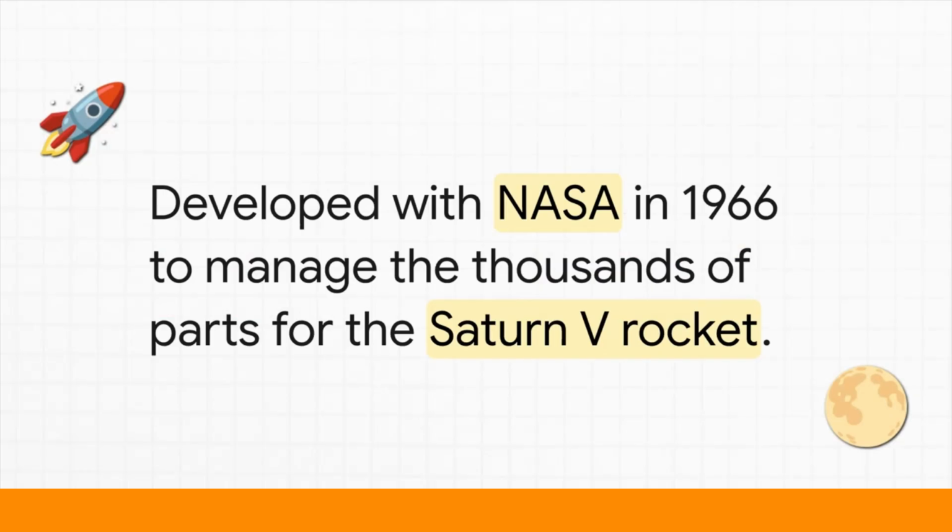And the undisputed king of that hierarchical model was IBM. Their system, IMS, was an absolute beast. I mean, it was built with NASA to keep track of the thousands upon thousands of parts for the Saturn V rocket, the thing that literally took us to the moon. But for all that power, it was still stuck with that core inflexibility. So that was the state of play. Powerful, but really, really difficult.